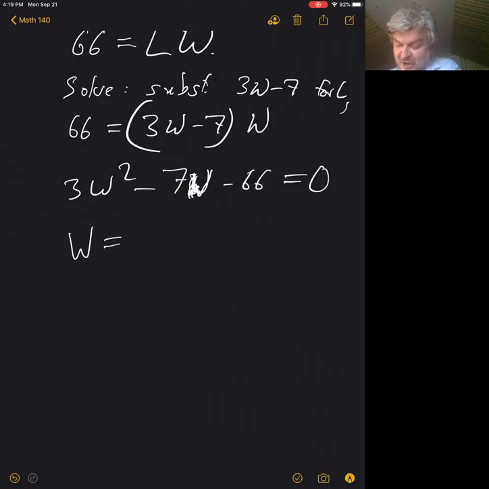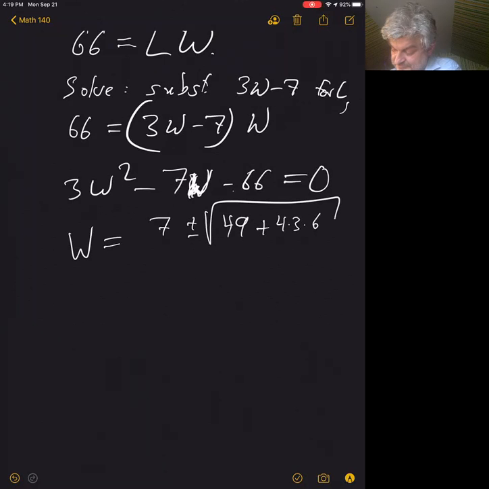w is the opposite of the linear coefficient. That's the b, so it's a 7. Plus minus square root of 7 squared is 49, minus 3 times 4 times 3 times negative 66. Double negative is a plus. The whole thing divided by 2 times 3. That comes out of the quadratic formula. Now you want to simplify this a bit.